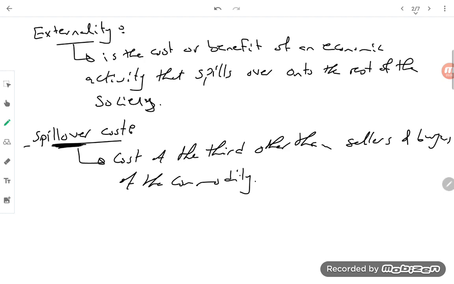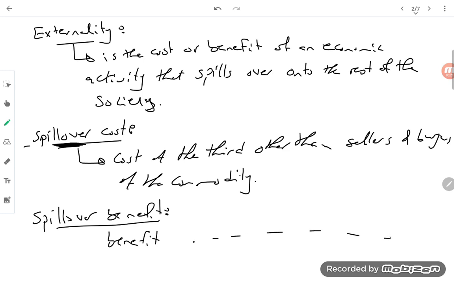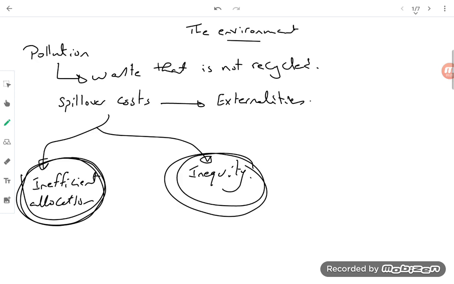The opposite with respect to spillover benefit. We can define it as positive externality, or benefit to a third party other than seller or buyer of the commodity. Also, positive externality has the same impact regarding inequity and inefficient allocation of resources. So both of them cause the same problem.